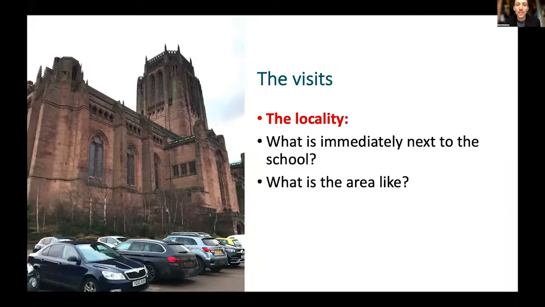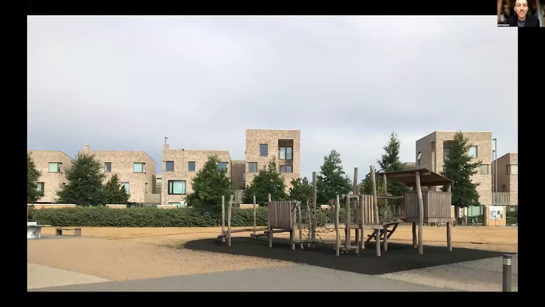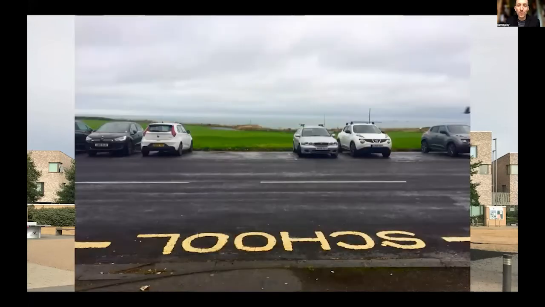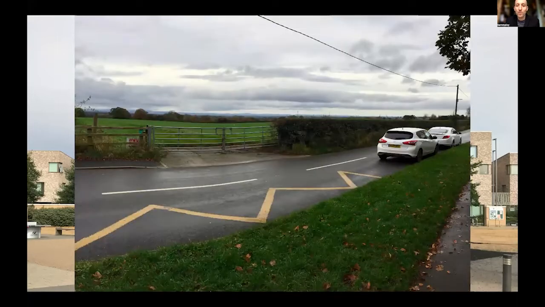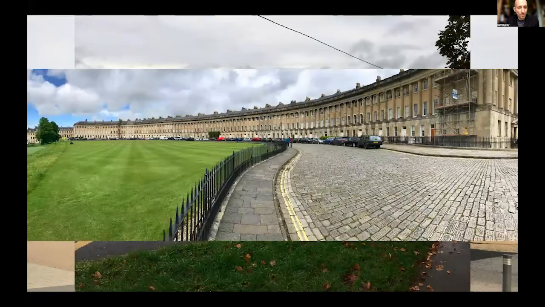Also look at the locality, what's immediately next to the school, what's the area like. This huge Anglican cathedral, the largest religious building in England, sits right next to Lipper Primary School in Liverpool. This is a school in Cambridge, built on a brownfield site, but this is a school that looks immediately over the sea. This is a rural school, looks over fields.